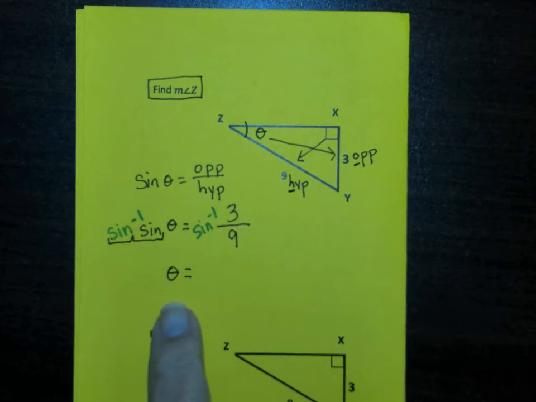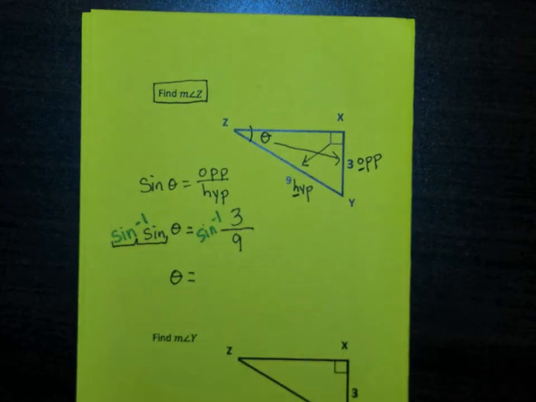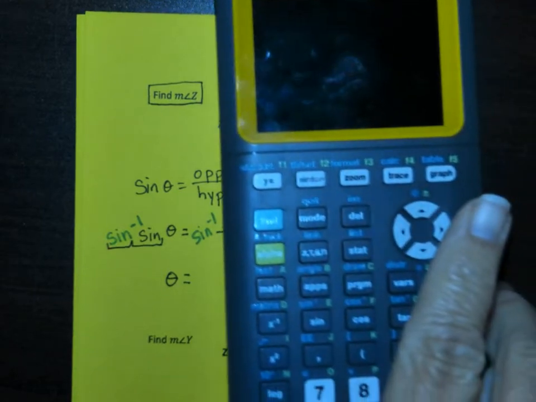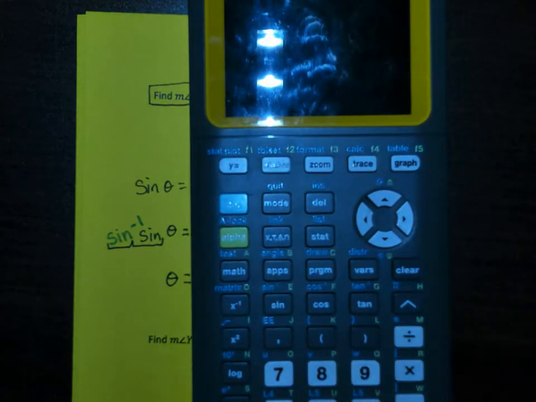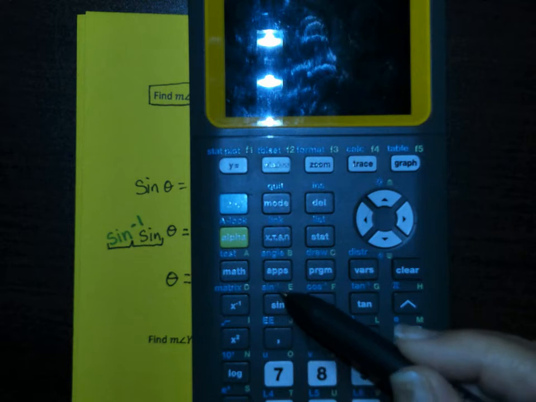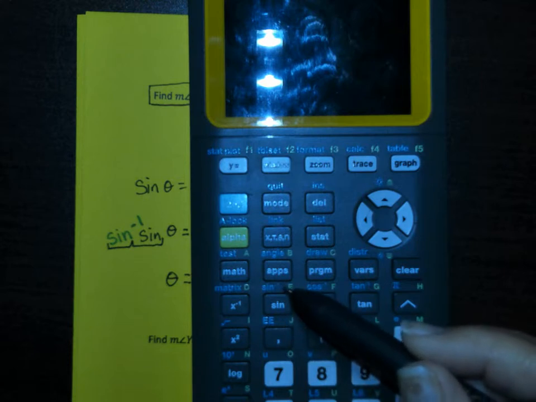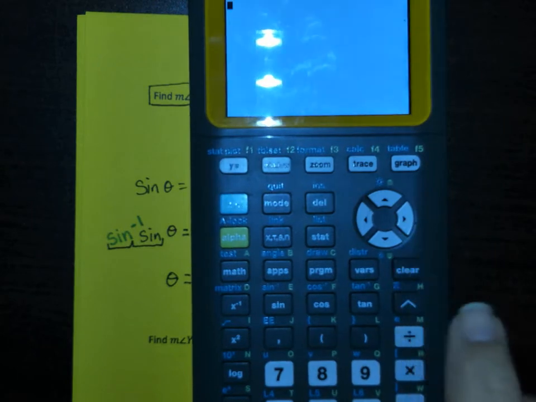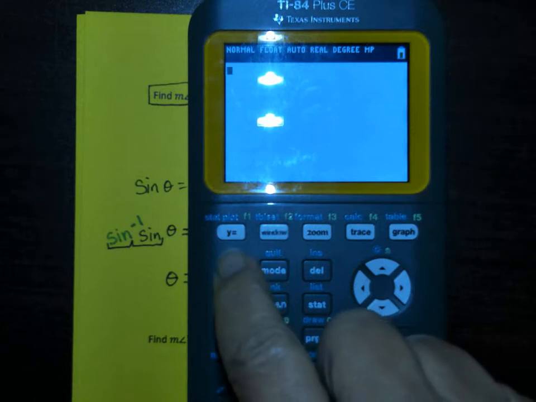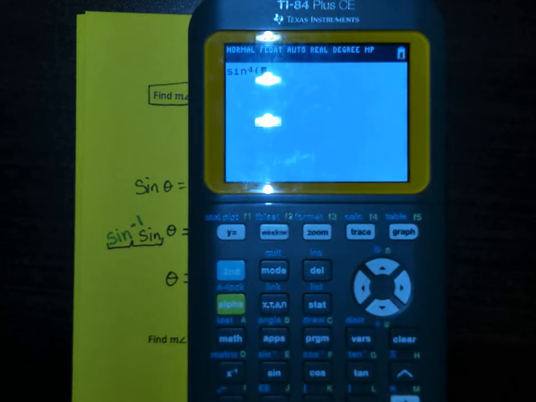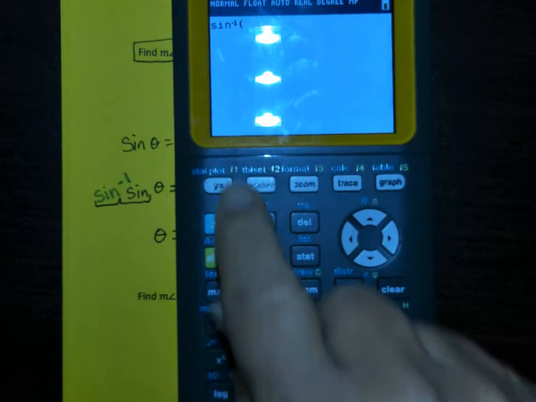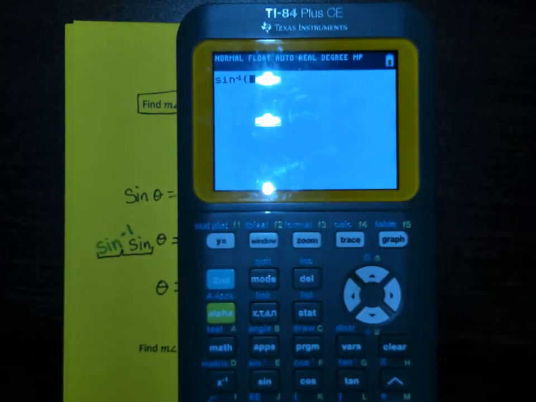And so once you get your variable alone, that's when it's time to use your calculator. Now, your inverse sine is written in blue on top of the regular sine. Right? So that's where it is. So when I turn my calculator on, I'm going to press second and the sine button. Second sine, and that's going to give me inverse sine.